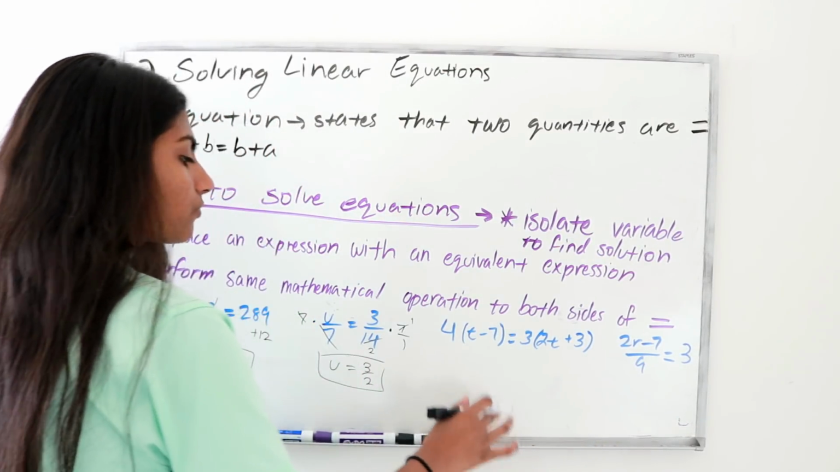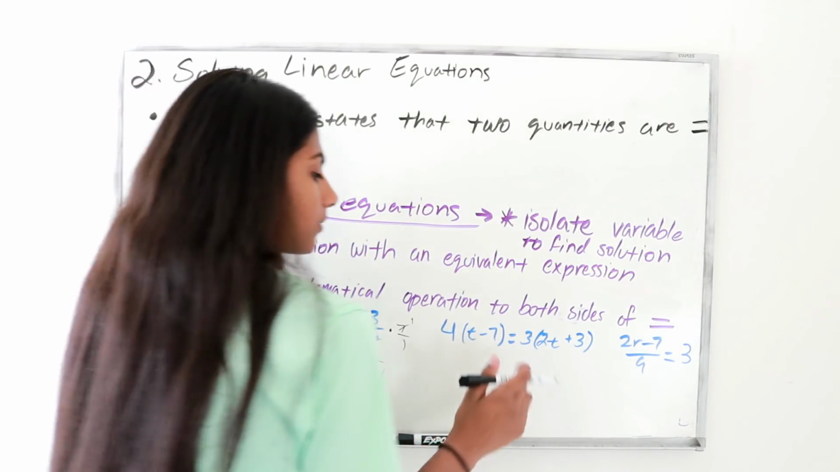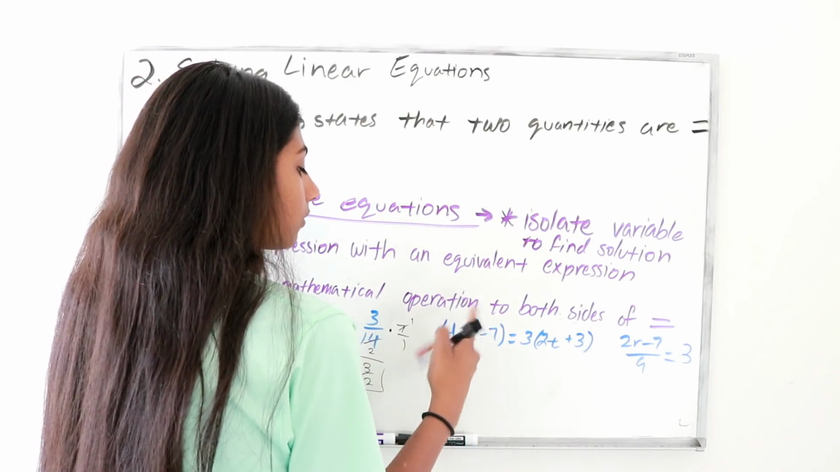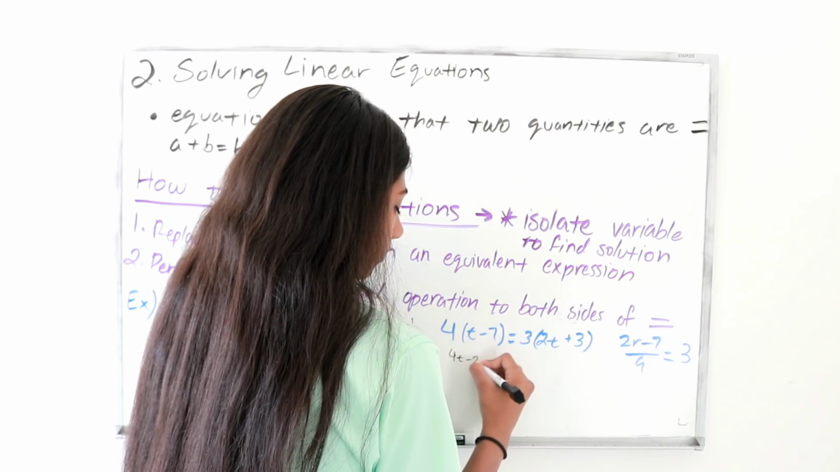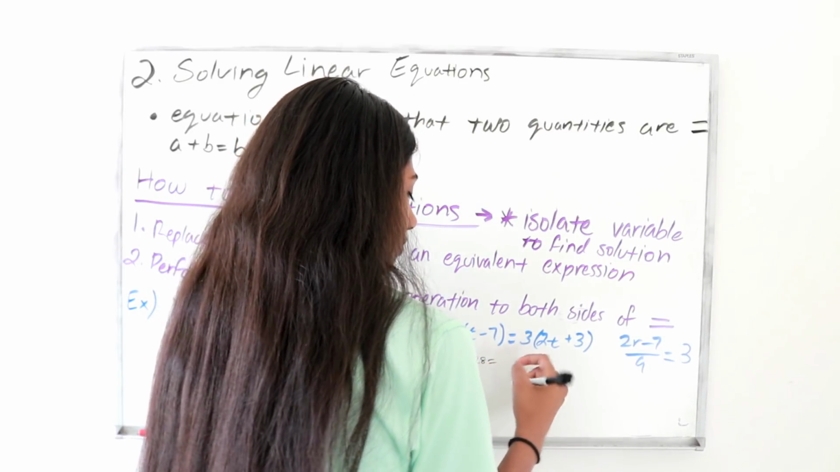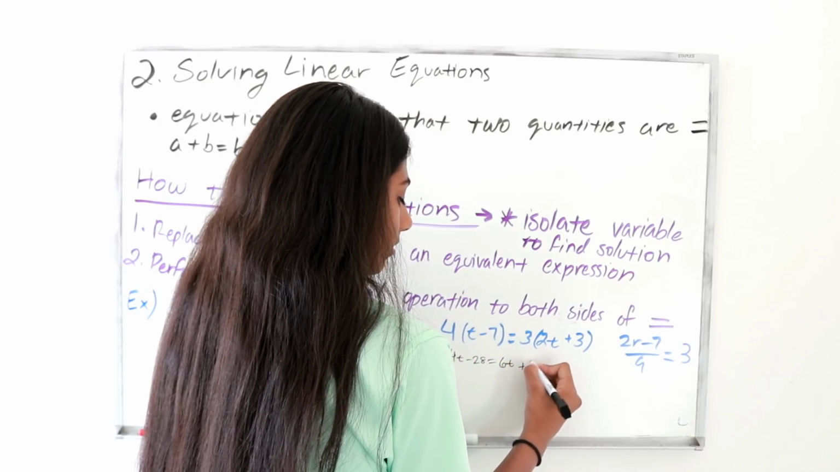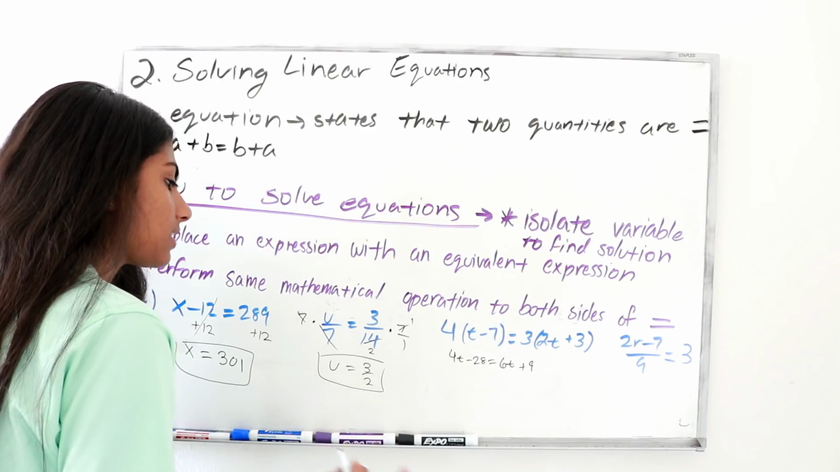Our next example, 4 times (t minus 7) equals 3 times (2t plus 3). So first thing you want to do is distribute the 4 here. You're going to expand the expressions on both sides. And then make it here, 6t plus 9. So now we have 4t minus 28 equals 6t plus 9.